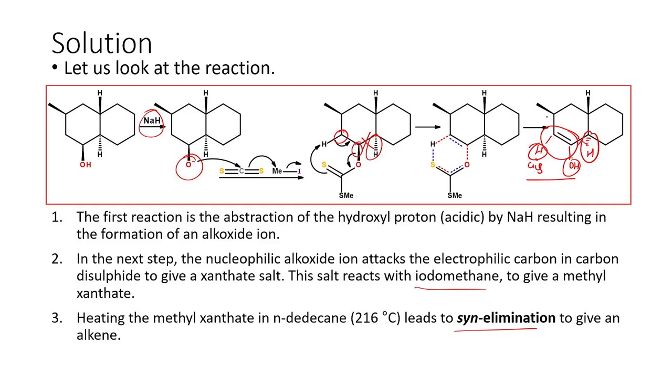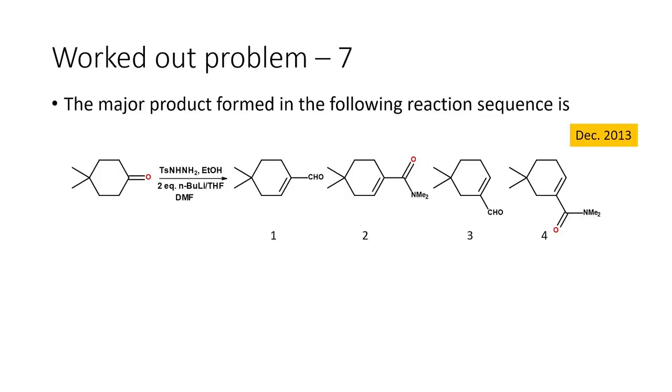And the hydrogen also cannot leave from this hydrogen, because this is very far. For the syn elimination to occur, they should be adjacent to each other. So the only possibility is that a hydrogen from this particular carbon can be lost. So we end up with the syn elimination, and this is going to be our final product. So let us move on to the next workout problem.